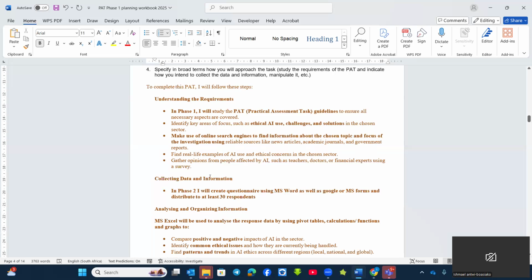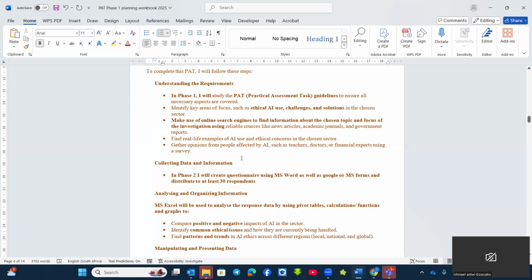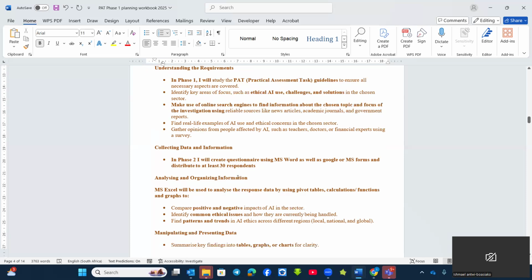Now, after this, how will you collect data? In phase 2, you create a questionnaire using Microsoft Word. Remember, the questionnaire will be created using Microsoft Word developer controls. And then after that, if you want to reach a wider audience, you can make use of Google Forms or Microsoft Forms, and then you distribute to at least 30 respondents. So you must mention all of them.